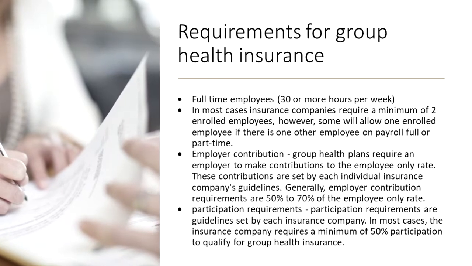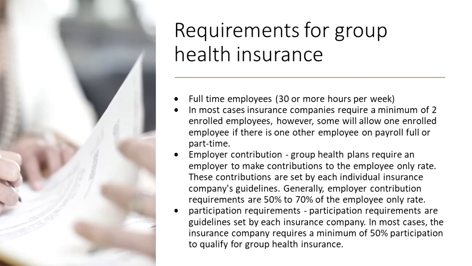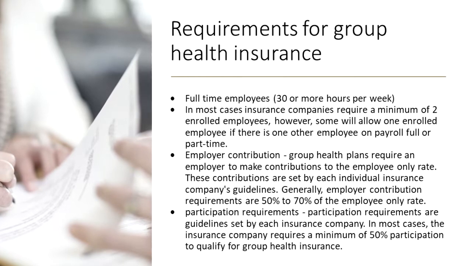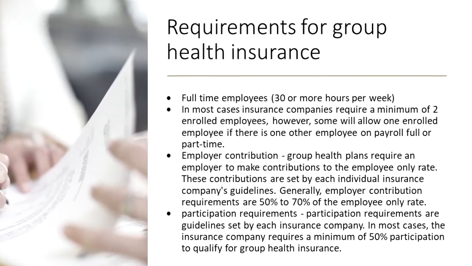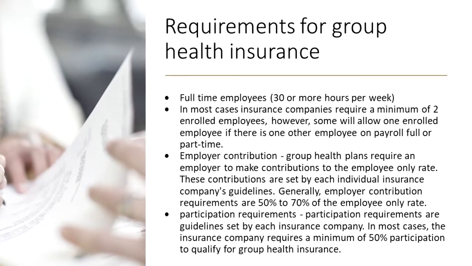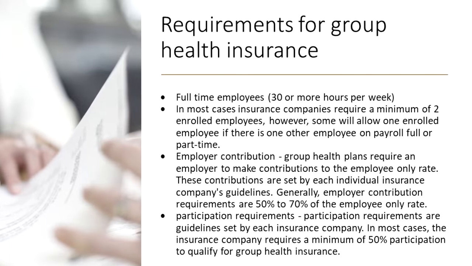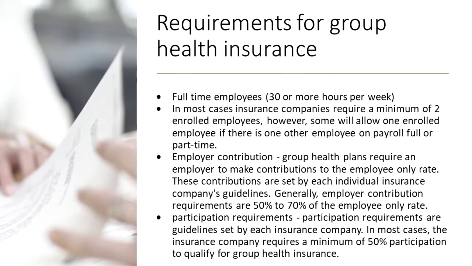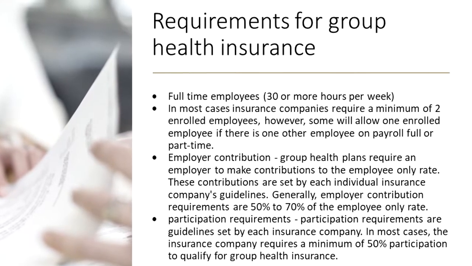Employer contribution. Group health plans require an employer to make contributions to the employee-only rate. These contributions are set by each individual insurance company's guidelines. Generally, employer contribution requirements are 50% to 70% of the employee-only rate. Participation requirements are guidelines set by each insurance company. In most cases, the insurance company requires a minimum of 50% participation to qualify for group health insurance.